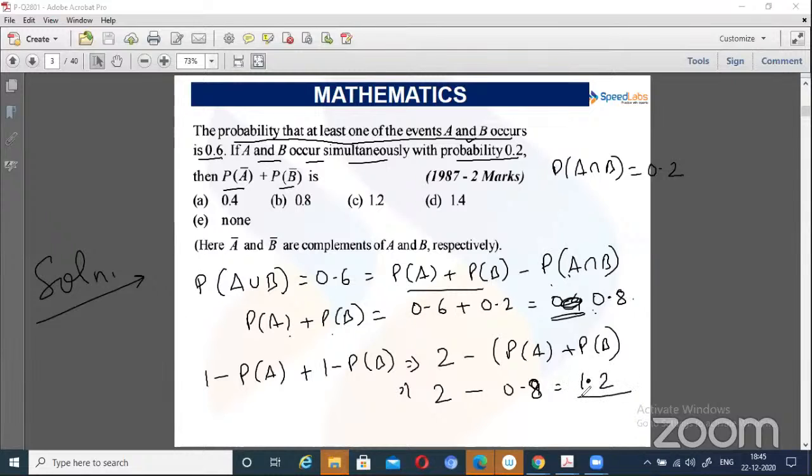1.2. Okay, that's why the answer was not matching. PA complement plus PB complement is 1.2. But how is the sum of these probabilities coming more than 1? Anyone? Why are we getting a probability more than 1? It should be less than or equal to 1. How is it coming more than 1? Any answers?